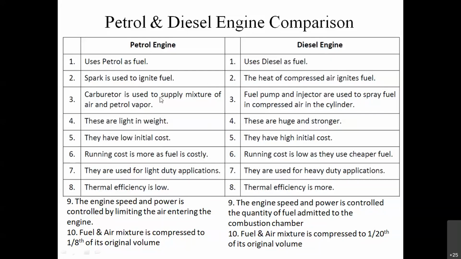Thermal efficiency is low in SI engines as compared to diesel engines. The engine speed and power is controlled by limiting the air entering the engine in case of SI, whereas here the engine speed and power is controlled by controlling the fuel quantity admitted to the combustion chamber. So this is the difference between petrol engines and diesel engines.